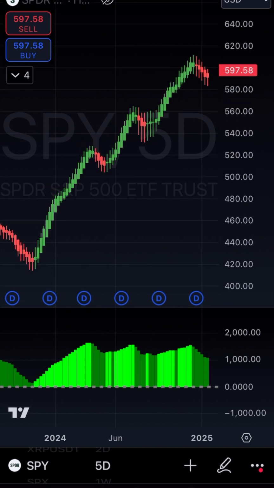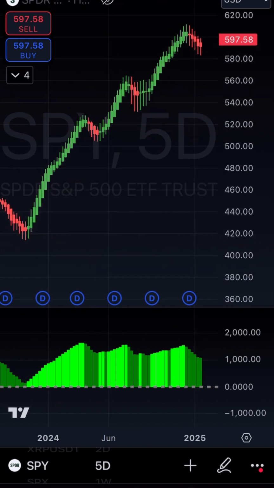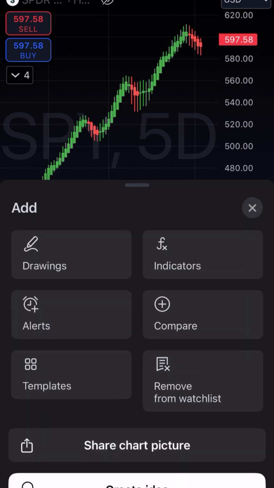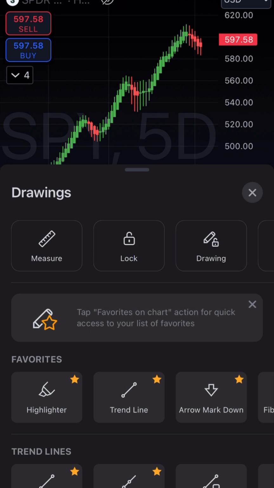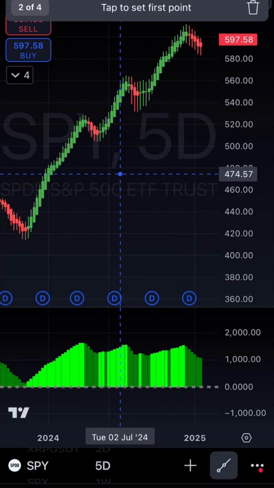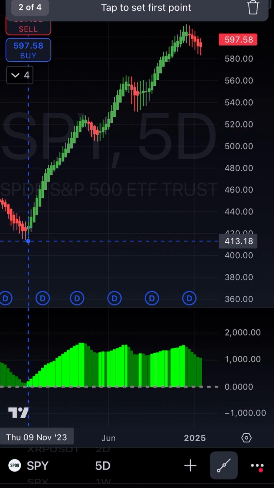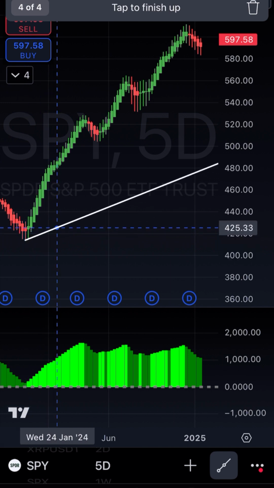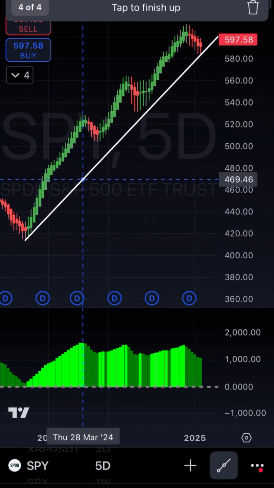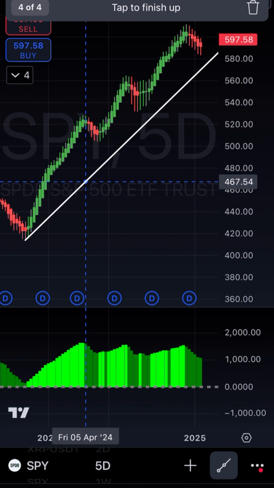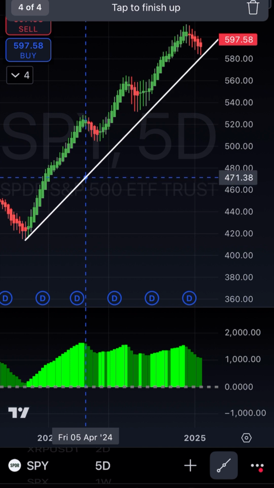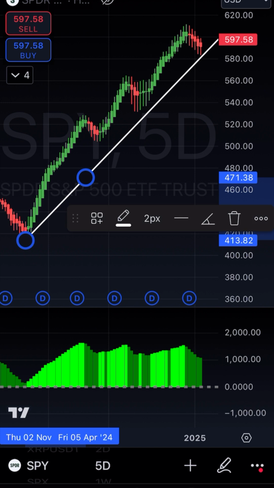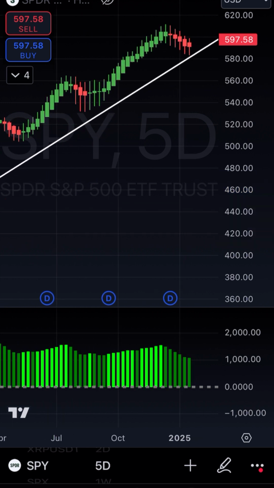Once you have this, you want to draw a line, and since these are 5-day candles, it's going to be pretty close to what you'd draw for yourself. Basically, you want to go to your lowest point, which is down here, and your highest point, which is up here. So this is your trend line. This is basically pretty simple.